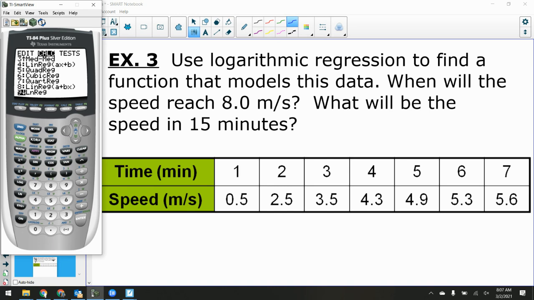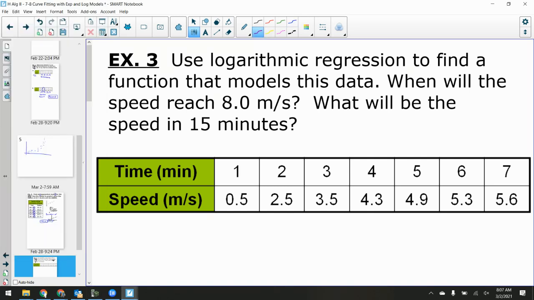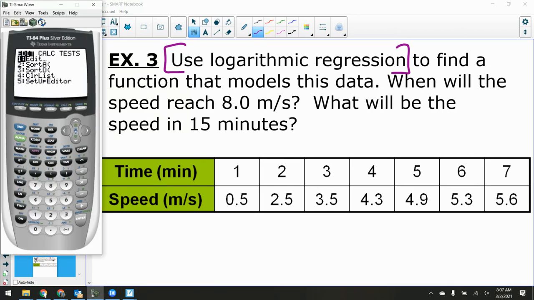So how do I know when to use a logarithmic regression rather than an exponential regression? Well, it tells you within the context of the problem. That's how you know. It says use a logarithmic regression. And when I say that, I'm implying that I want you to use a natural logarithmic regression. All right, so let's go ahead and put in our data. Stat, edit, clear out our lists.